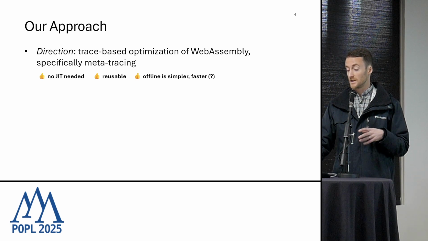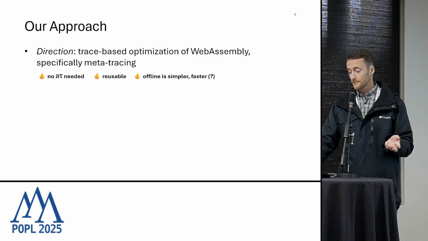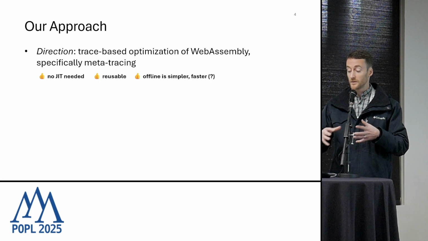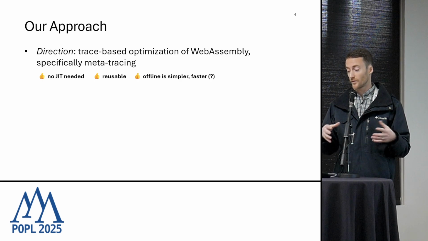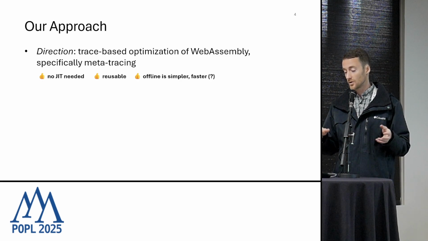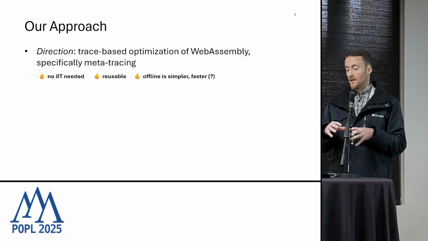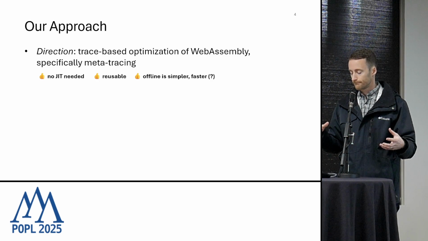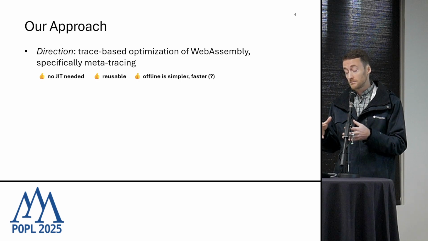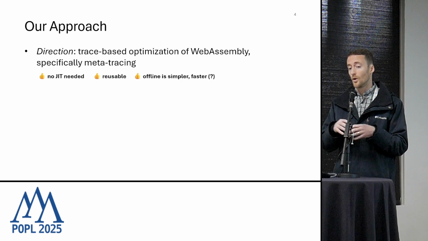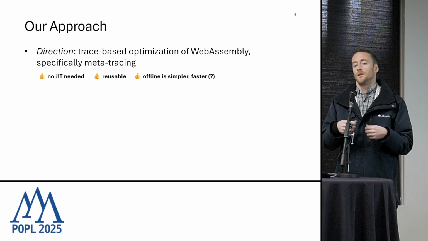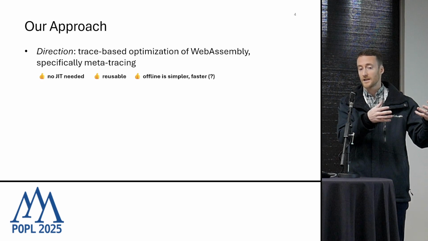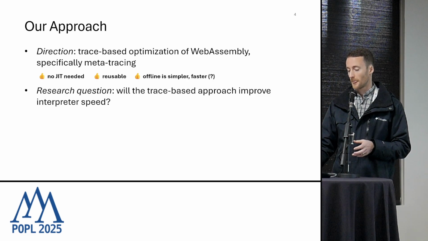Our reason for choosing this approach is that no JIT is needed, and so all kinds of interpreters can benefit from this approach. We can build distinct reusable tools for each phase in our infrastructure, and those might be useful elsewhere. And we believe these offline WebAssembly to WebAssembly transformations are simpler and perhaps faster, because when you do this online, you have to make up for the runtime overhead of tracing and optimizing as the program is executing. We don't have to do that in our offline scenario.